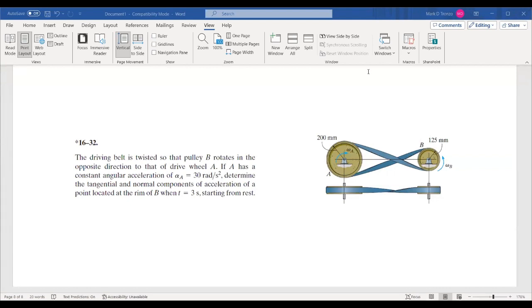Next, we're going to look at problem 16-32. 16-32 says the driving belt is twisted so that pulley B rotates in the opposite direction to that of drive wheel A. If A has a constant acceleration of 30 radians per second squared, determine the tangential and normal components of acceleration of a point located at the rim of B when t is 3 seconds, starting from rest. Similar to the last problem, except we're dealing with time rather than rotations. So let's take a look at this.